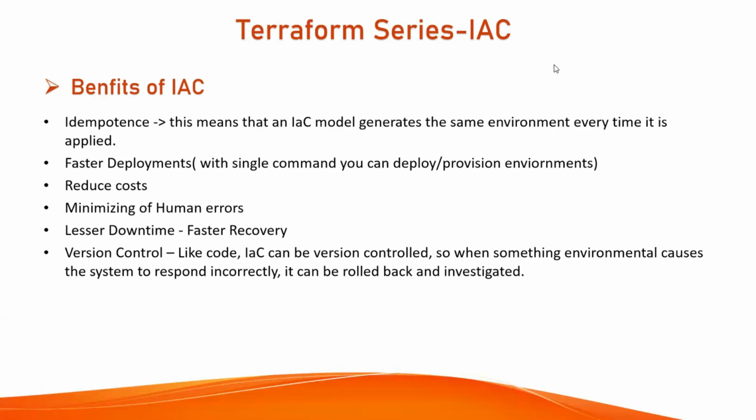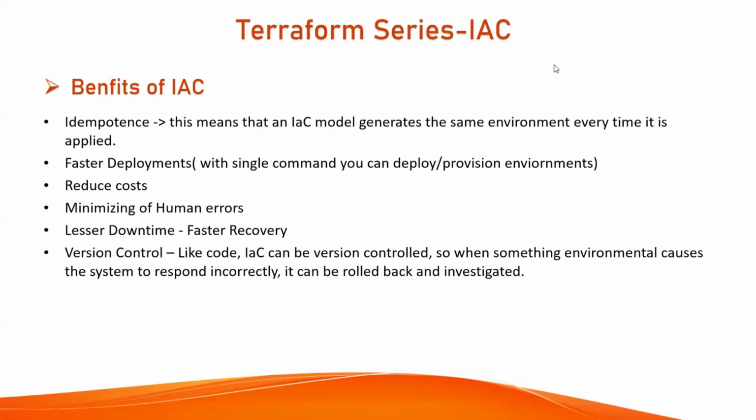And the last one is version control. Like code, IAC can be version controlled. So when something environmental causes the system to respond incorrectly, it can be rolled back and investigated. Since it is nothing but code, you can check that code into a Git repository, and tomorrow if you want to roll back, you already have the last code in your source repository, which is Git. You can get that and just roll back everything. We will understand this more when we deal with Terraform.